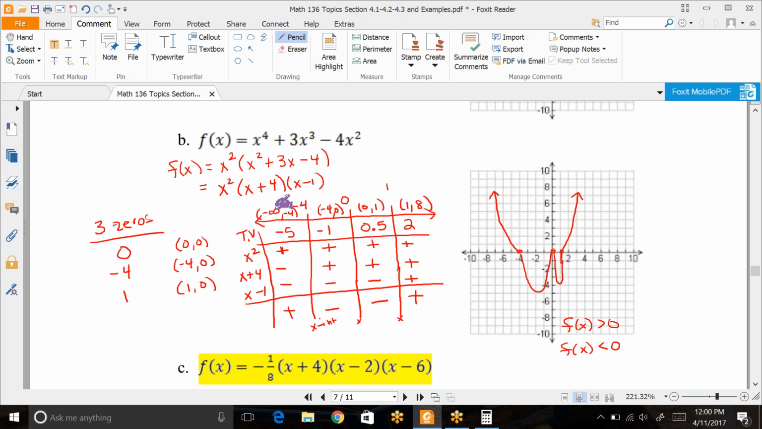You just have to look at the pluses as being greater than 0, and this was supposed to be an infinity, by the way. I don't know why that looks like an 8. And then the minuses would be the less than 0. So from negative infinity to negative 4, unioned with 1 to infinity, that's when we were above the x-axis. From negative 4 to 0, and then from 0 to 1, that's when we were below the x-axis.